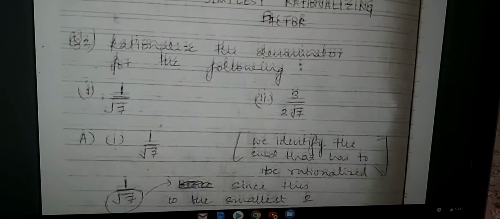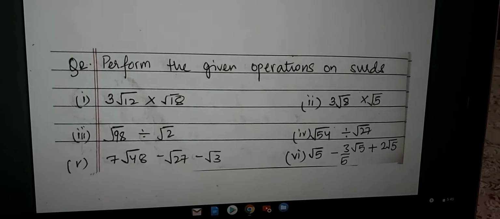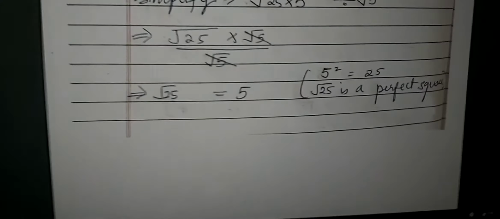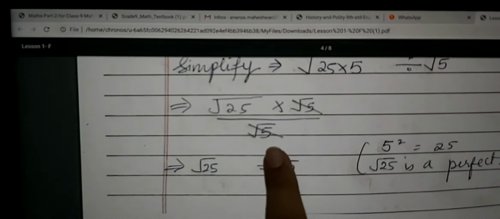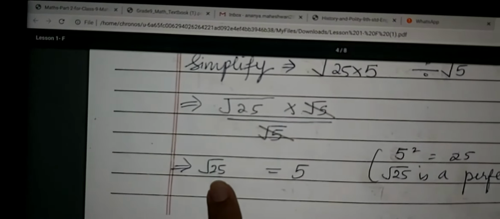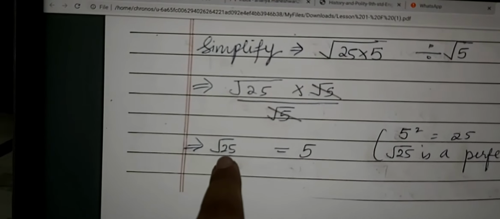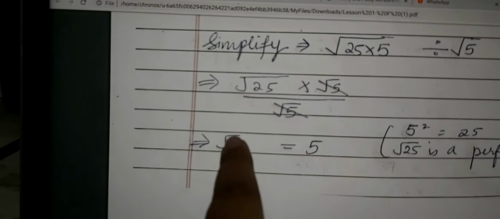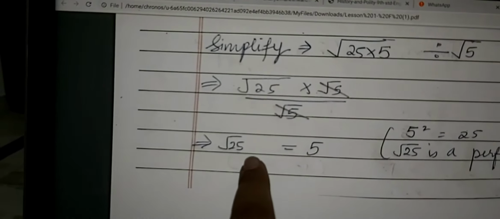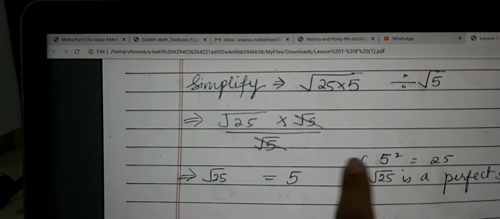Sorry, my mistake. Here, root 5 cut gaya. I have root 25 left, which becomes 5. Root 25 is 5 into 5, right? 5 into 5 becomes 5, because if 5 square is 25, then 25 is a perfect square of 5.